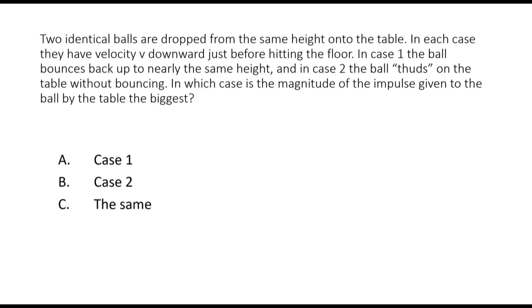Okay, so let's do an example of working with momentum and impulse. All right, so we have two balls that are dropped from the same height, and they both have some velocity v right before they hit the floor. So the first ball bounces right back up, but the second ball splats on the table and it doesn't bounce at all. And so we want to compare then the impulse given to the table by ball 1 to ball 2. Is ball 1 giving the greater impulse? Is ball 2 giving the greater impulse, or do they give the same impulse?